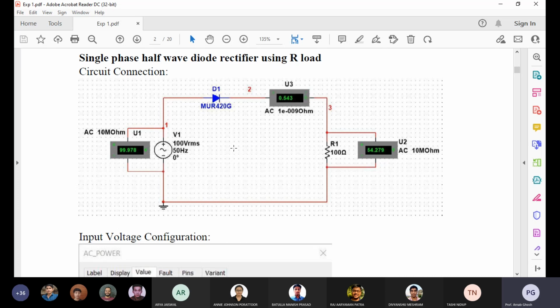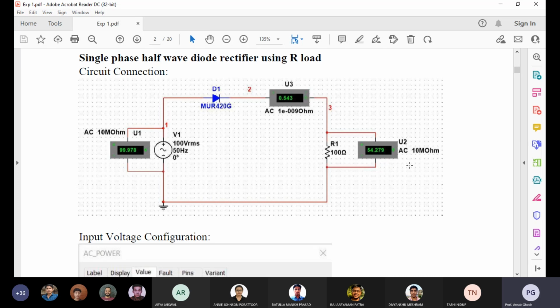Then the error calculation: reference minus actual, divided by actual. The reference is the calculated value, and the actual is what you have measured from your voltmeter. From there you will get some error.